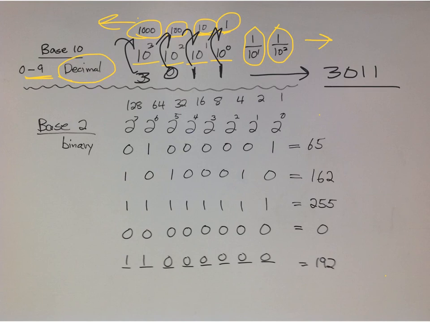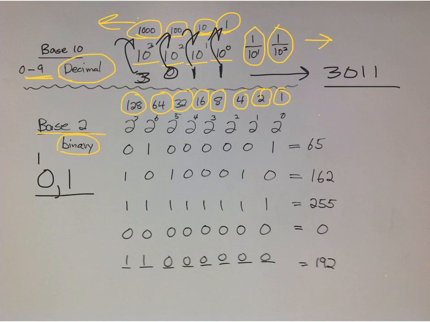Same concept for base 2. 2 to the 0 is 1. 2 to the first is 2. 2 to the second is 4. 2 to the third is 8. 2 to the fourth is 16. 2 to the fifth is 32. 2 to the sixth is 64. 2 to the seventh, 128. Base 2. Binary. We only use the digits 0 and 1. 2 digits. Binary. Base 2.